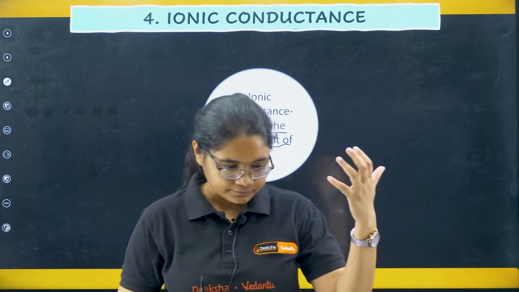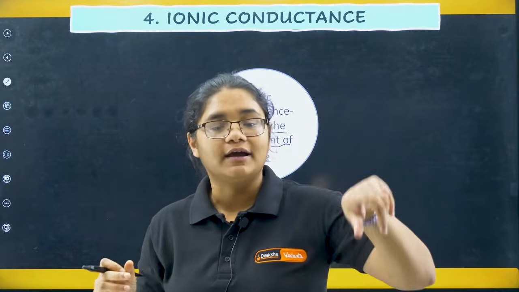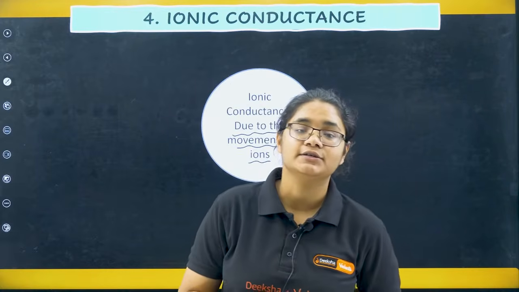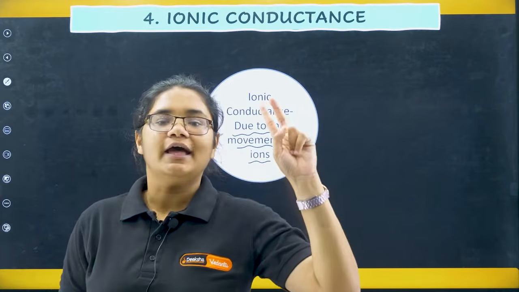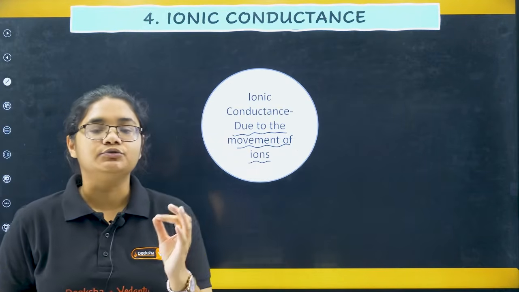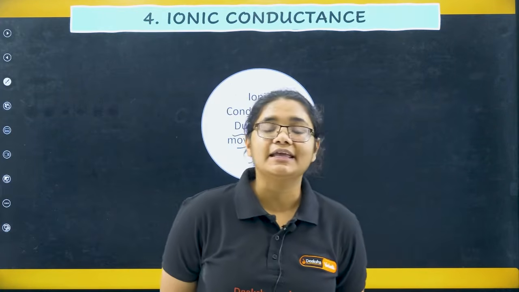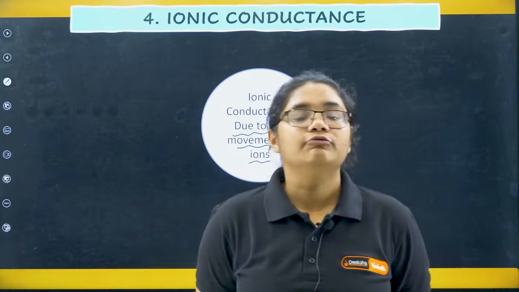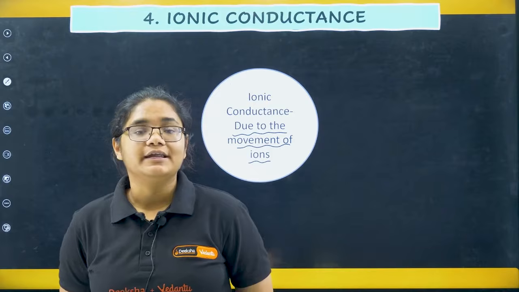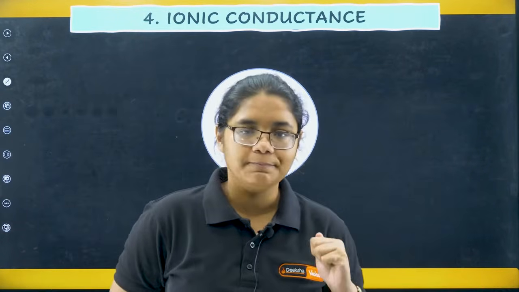If you take an NaCl solution and connect it, you will find that current passes through it. What is conducting electricity in an NaCl solution? It is Na+ ions and Cl- ions. So ionic conductance is due to the movement of ions. What are the two ways electricity can be conducted? It is due to the movement of electrons or the movement of ions. Movement of electrons generally happens in metals and movement of ions happens in electrolytes.